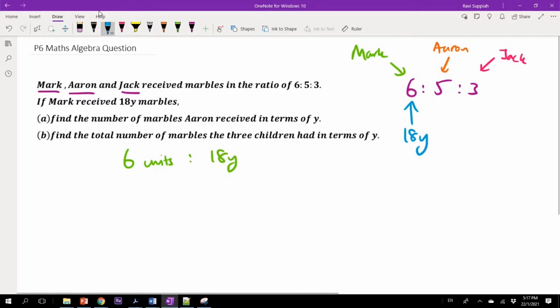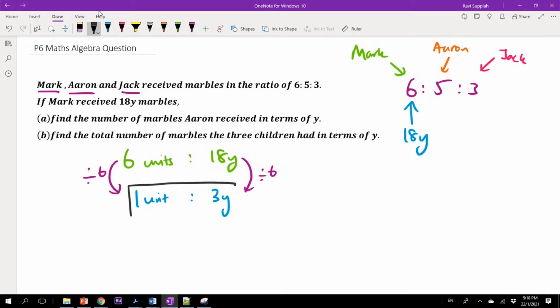That means 1 unit, okay, so to get from 6 to 1 I need to divide by 6. So I do the same thing here. I divide by 6 and what I will get here is 18 divided by 6. I will get 3y. And this is the important baseline that we must get. And once we get it, we will be able to use this to solve all the remaining questions.